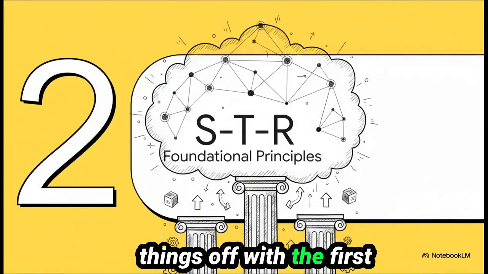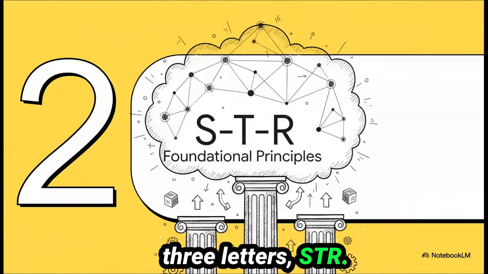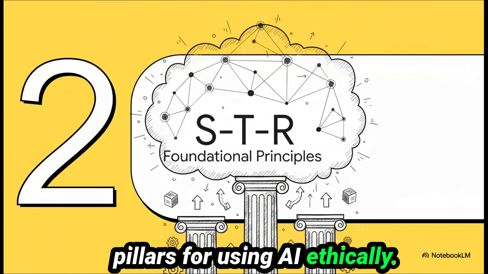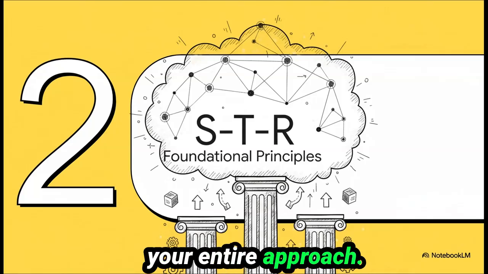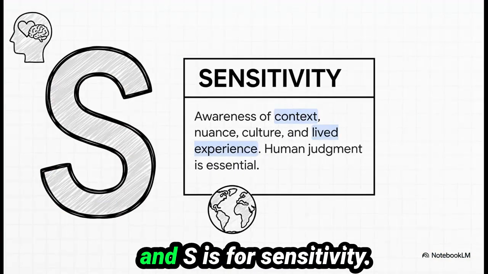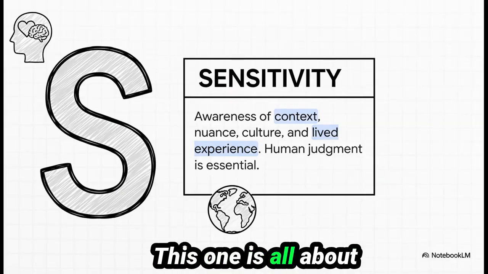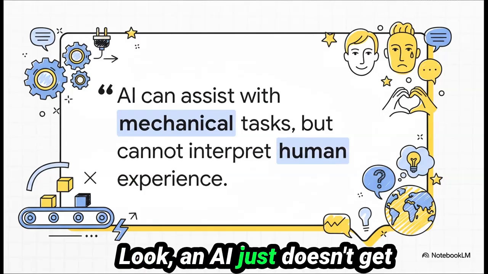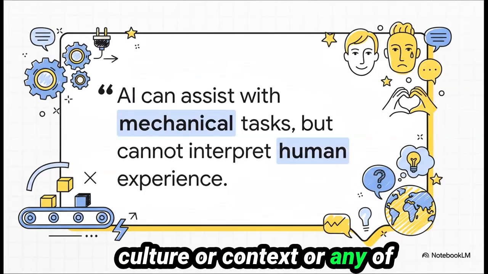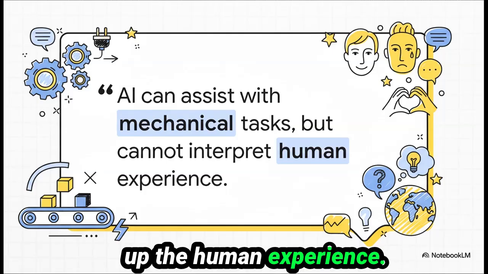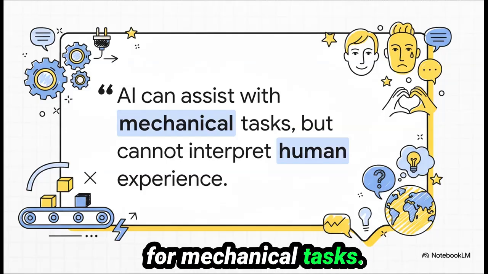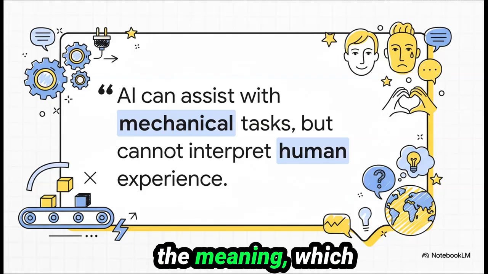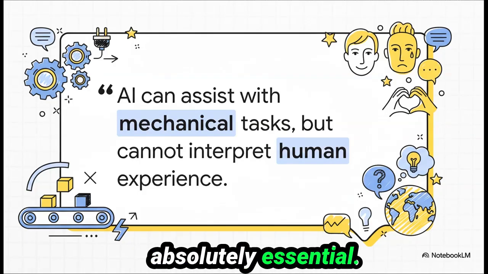We're going to kick things off with the first 3 letters, S.T.R. I want you to think of these as the absolute foundational pillars for using AI ethically. This is the bedrock for your entire approach. First up, we've got S, and S is for sensitivity. This one is all about remembering that there are some things only a human can do. Look, an AI just doesn't get culture or context or any of the subtle stuff that makes up the human experience. It's a fantastic tool for mechanical tasks, sure, but it can't feel empathy. That's where you come in. You're the one who brings the meaning, which makes your judgment absolutely essential.